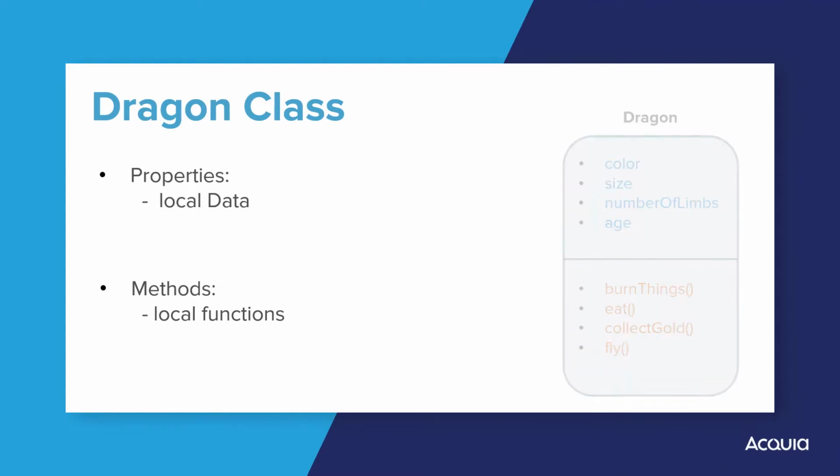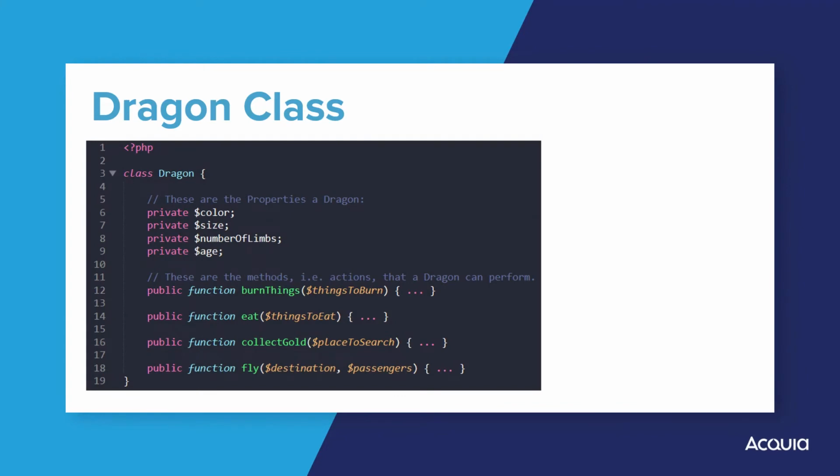If we take a look at some possible PHP code that could implement our dragon class, notice that it is straightforward. At line 3, we begin the dragon class definition. Lines 6 through 9 declare the properties of our dragons. Then, below that are the methods of our dragon class: burn things, eat, collect gold, and fly.